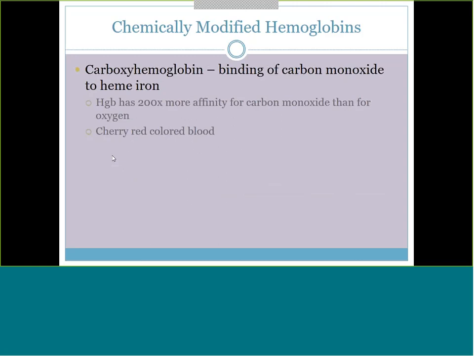So your hemoglobin will bind up all this carbon monoxide and doesn't bind any oxygen. So then your tissues are not getting any oxygen and they're going to die, and that's what is fatal to that person. Your hemoglobin actually has 200 times more affinity for carbon monoxide than oxygen. It kind of sucks like that. So that's what forms carboxyhemoglobin, when it's hemoglobin plus carbon monoxide bound together. And it makes this really bright cherry red colored blood. It's kind of a classic color to it.